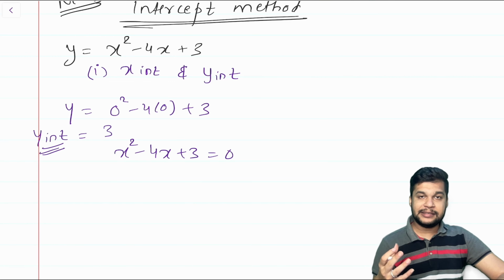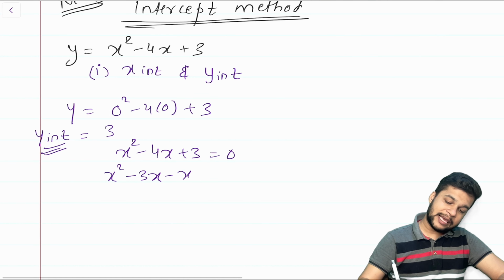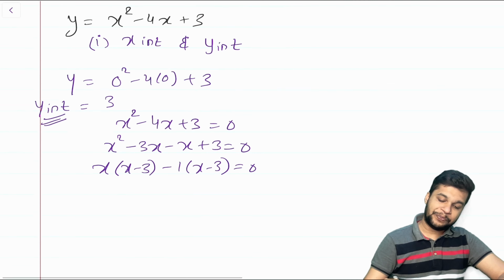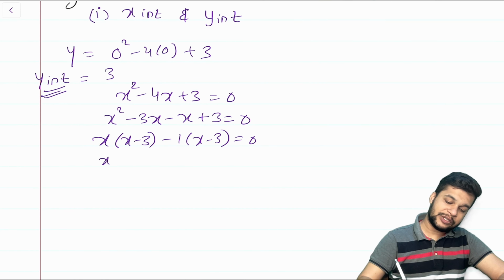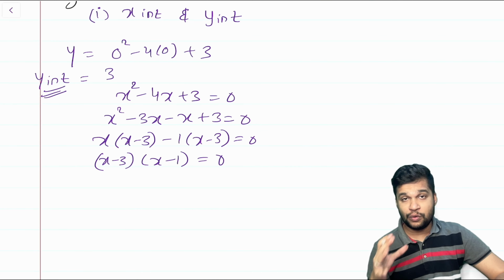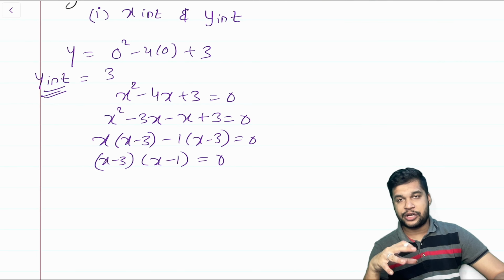So if I factorize this, if I split the middle term, it will be x square minus 3x minus x plus 3 equal to 0. So x times x minus 3 minus 1 times x minus 3 equal to 0. So from the whole expression I am taking x minus 3 common. So it becomes x minus 3 times x minus 1 equal to 0. Okay, I hope you know how to factorize the quadratic function. If you don't know it, please comment in the comment section and I'll help you out.